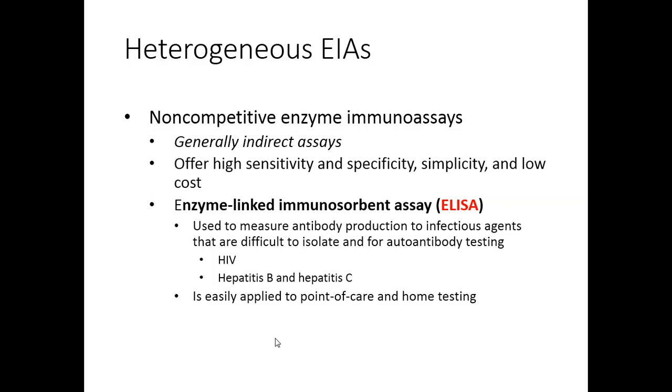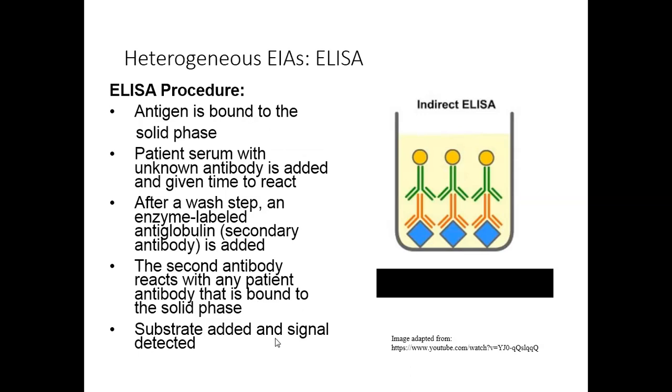They say it's easily applied to point of care testing and home testing, which is a little scary for some of this stuff, but we'll move on from that. So let's take a look at some of the basics of ELISA testing. And really, this should look pretty familiar to you at this point. ELISA, or enzyme-linked immunosorbent assays, are, again, a type of EIA. It's generally an indirect EIA method.